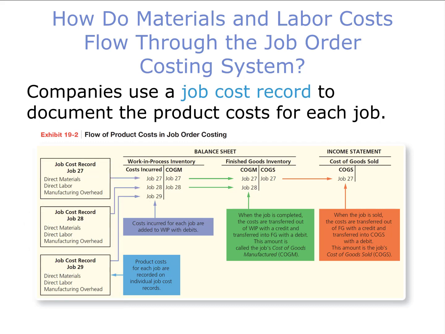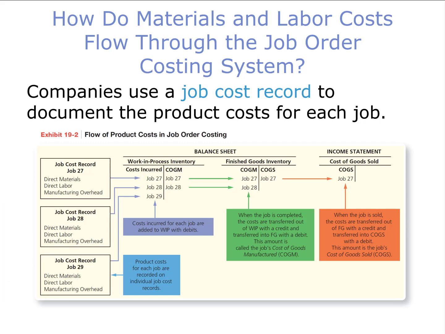Each job collects costs as it's being processed. This means that the materials are taken out of the storeroom to start the job. The cost of these materials are added to the job cost record as direct materials. The same is done with direct labor as workers work directly on the job. Later, when the job is done, the job's share of the manufacturing overhead costs are allocated to the job and added to the job cost record as manufacturing overhead. We'll explain how this is done later.